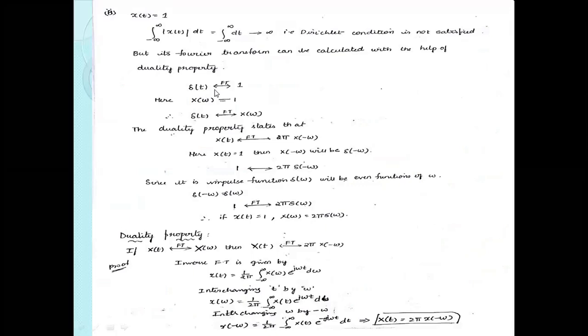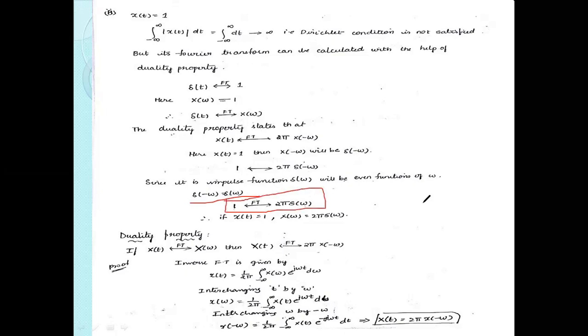Got it? See here, delta of t has the Fourier transformation 1. Here x of omega is equal to 1, which means delta of t has the Fourier transformation x of omega. According to the duality property, x of t has the Fourier transformation 2 pi into x of minus omega. Here x of t is 1, and then 2 pi into delta of minus omega. Why do I take delta of minus omega? Because x of minus omega will be delta of minus omega. Since it is an impulse function, delta of omega is an even function of omega. Delta of minus omega is equal to delta of omega. So the Fourier transformation of 1 is 2 pi into delta of omega.